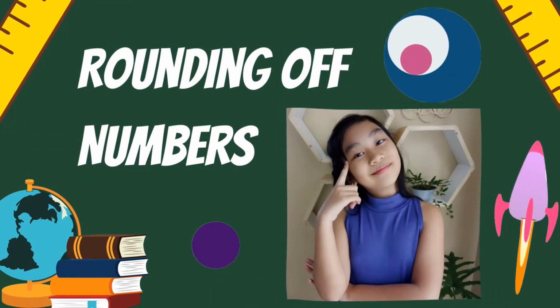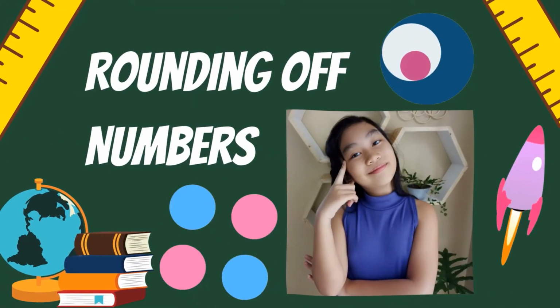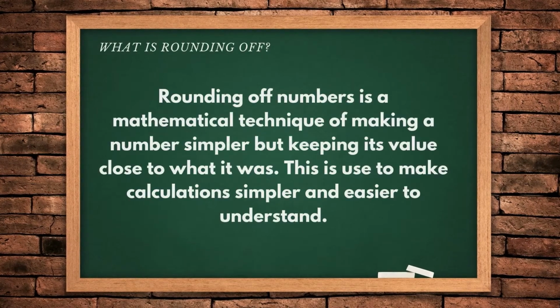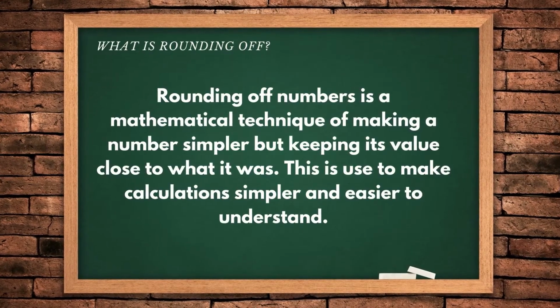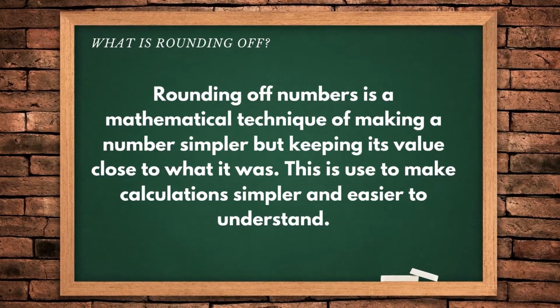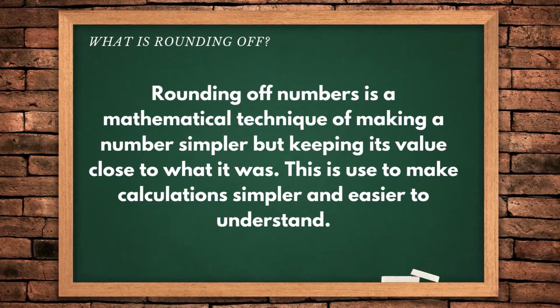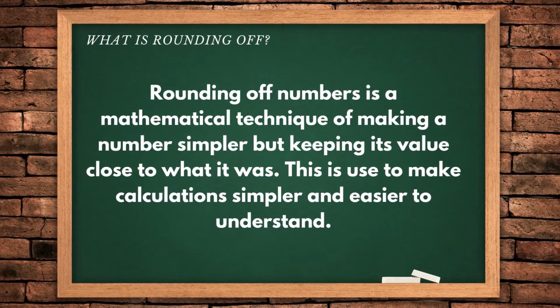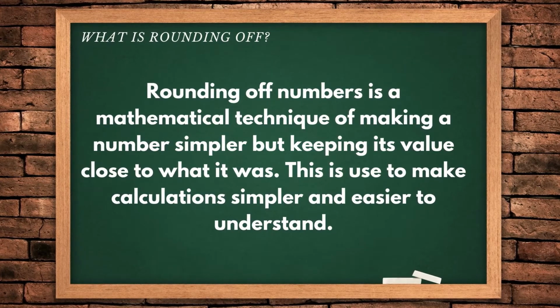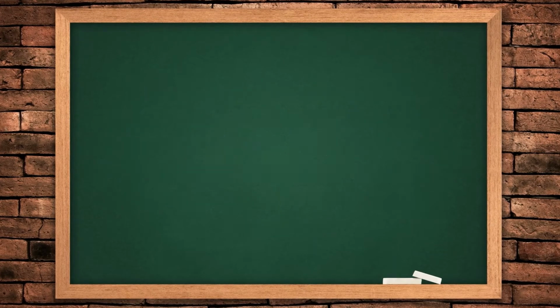Hi guys! Today we are talking about rounding off numbers. What is rounding off? Rounding off numbers is a mathematical technique of making a number simpler but keeping its value close to what it was. This is used to make calculations simpler and easier to understand.